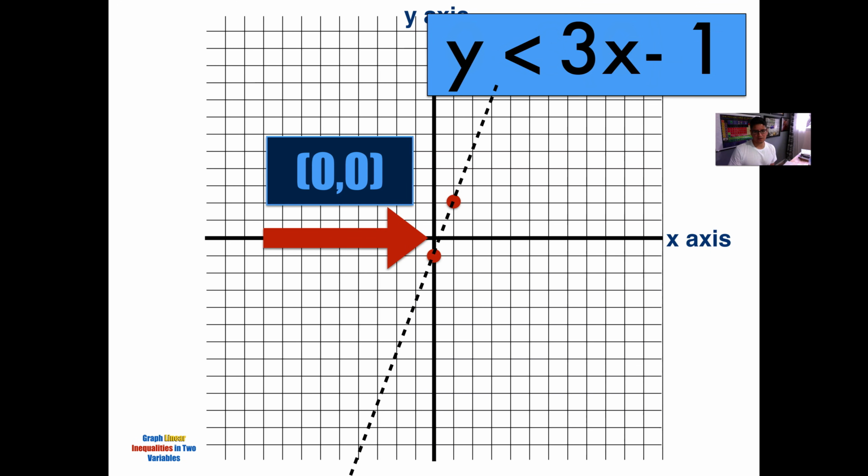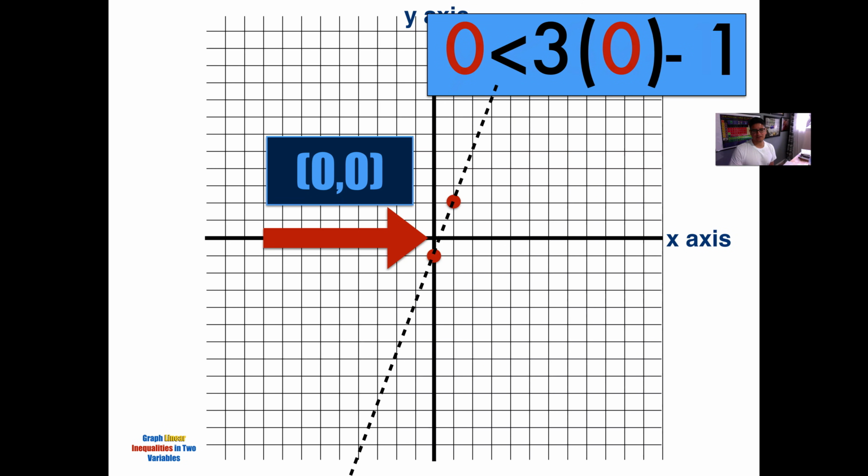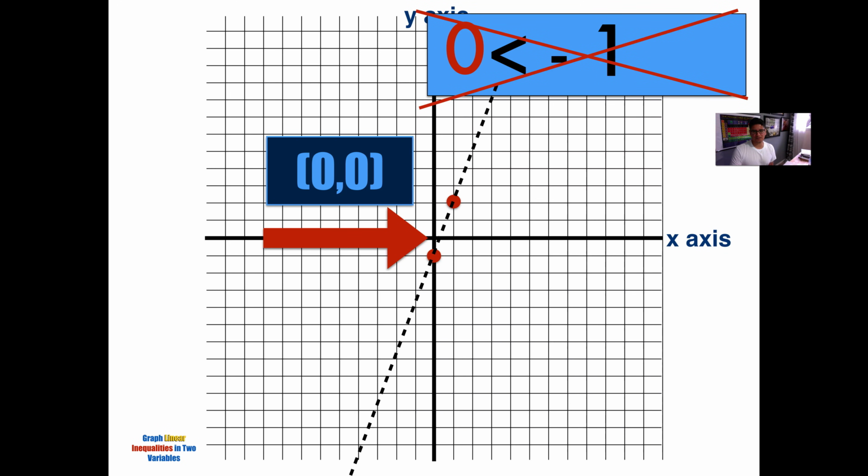So (0, 0) is located on my graph, and then I input it into my inequality. That's 0 less than 3 times 0 minus 1. 3 times 0 is 0, so I'm left with 0 is less than negative 1. That is not a true inequality. That's not a true statement.